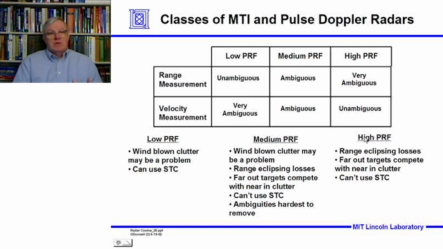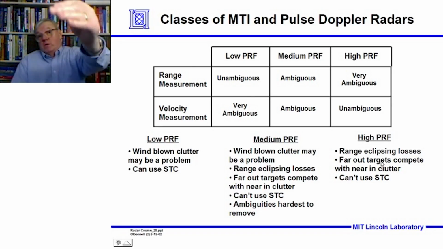Now, in high PRF radars, we're sending out so many pulses per second that the pulse is on a significant amount of the time, and so when the transmit is turned on, you can't see the targets. You have to be listening, and because of that, the range extent that you can see the target is significantly impaired just by the actual pulse length, and that's called a range eclipsing loss. And also, the far out targets compete with near-in clutter.